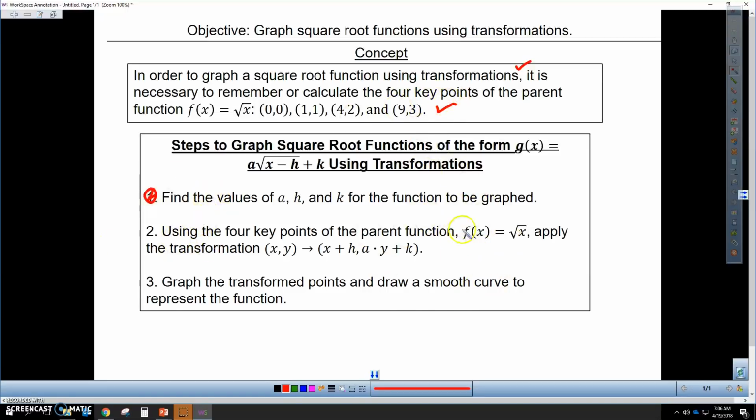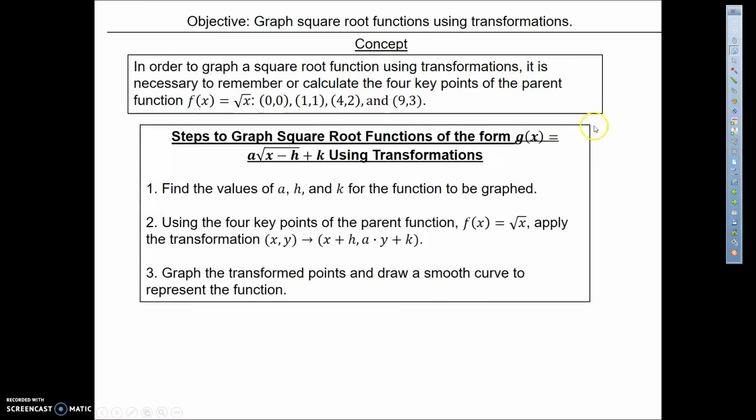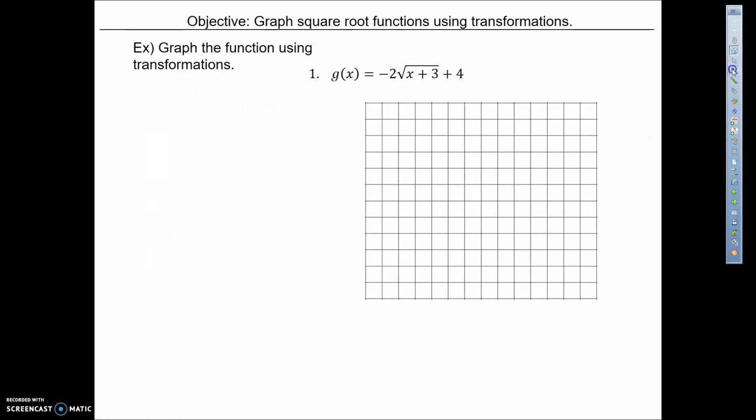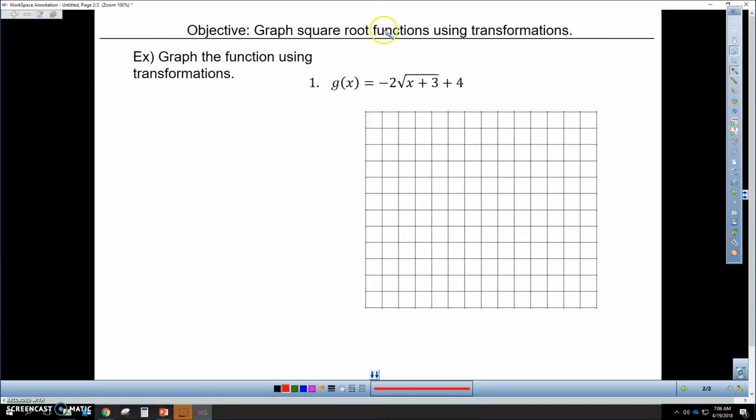The other key point with graphing square root functions is I want you to see the similarity between the square root parent function and its inverse, which is the x squared parent function, or a parabola, the quadratic function. So we only have half of it that we're going to utilize. So here is our first example.